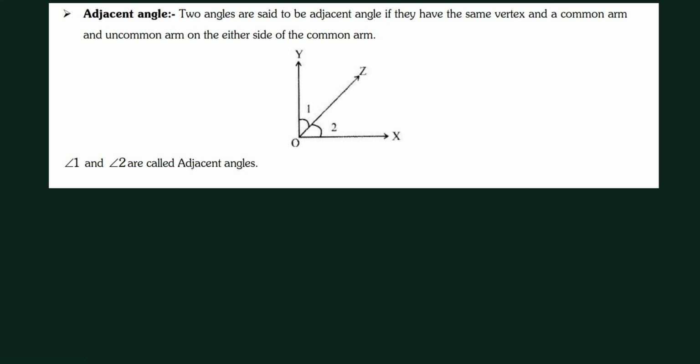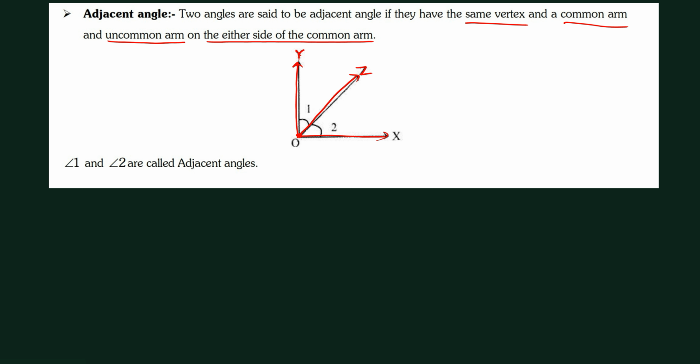Two angles are said to be adjacent angles if they have the same vertex. So all of them have the same vertex, and they have a common ray. This ray OZ we call the common ray, which is common to the ray OX and OY. And OX and OY we call uncommon rays. And OZ we call the common ray, which makes angles on both sides of the uncommon rays. Now you see it has the same vertex, common arm, and uncommon arms on either side of the common arm.